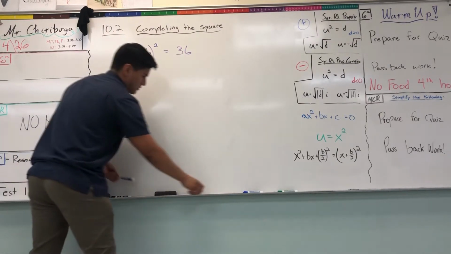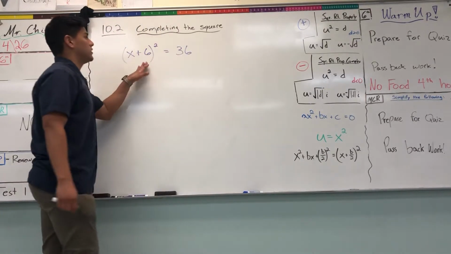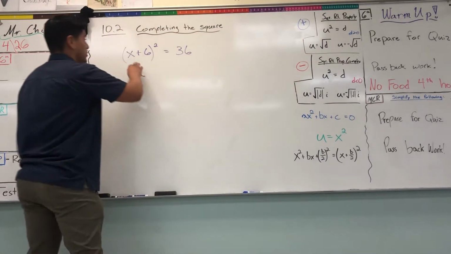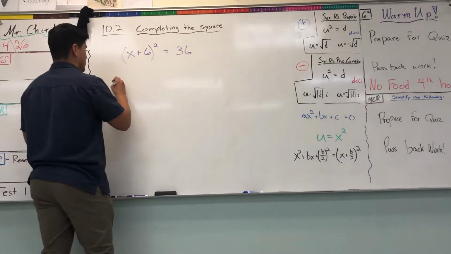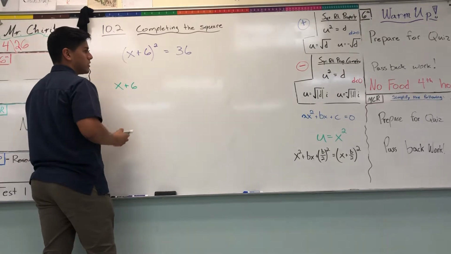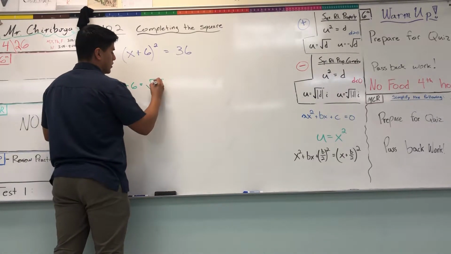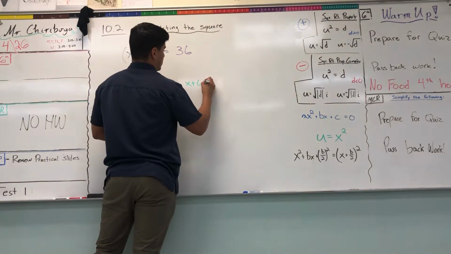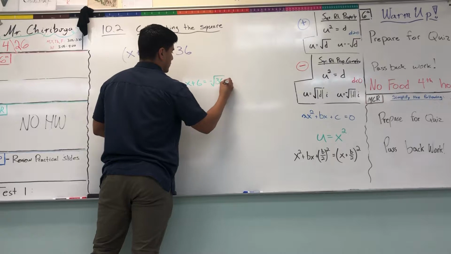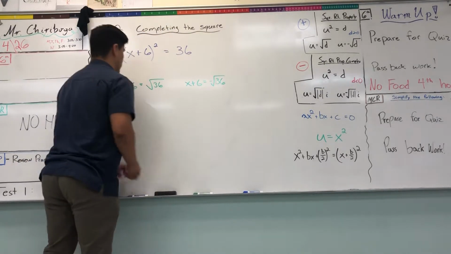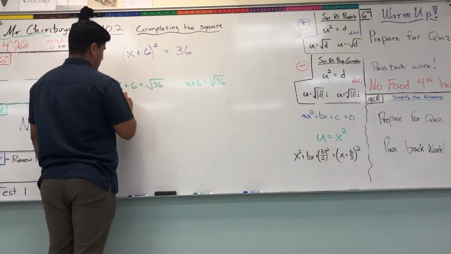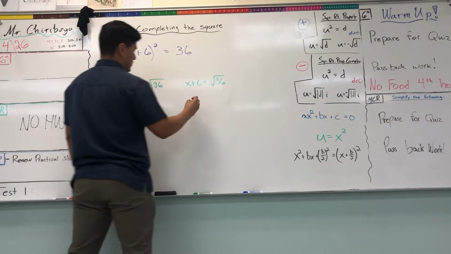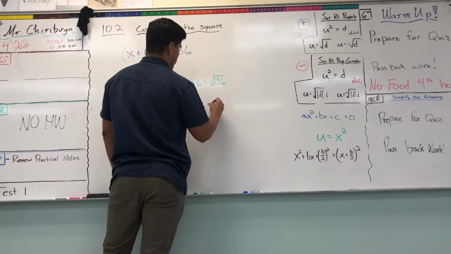What does this look like? It looks like this one, right? So if our u squared is x plus 6 squared, then our u is gonna be x plus 6, equals the square root of 36. And x plus 6 equals the negative square root of 36. Simplify that. Now you have x plus 6 equals 6. x plus 6 equals negative 6.